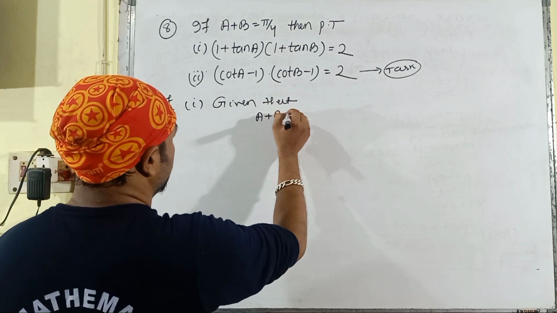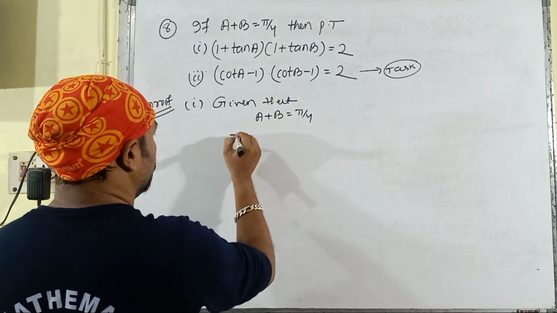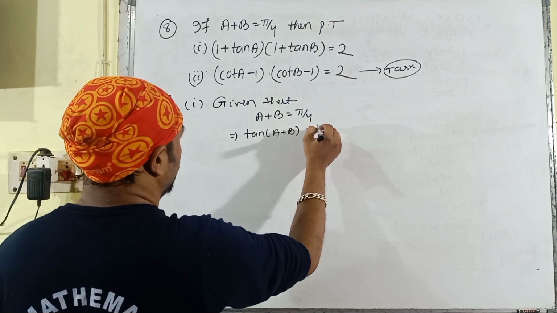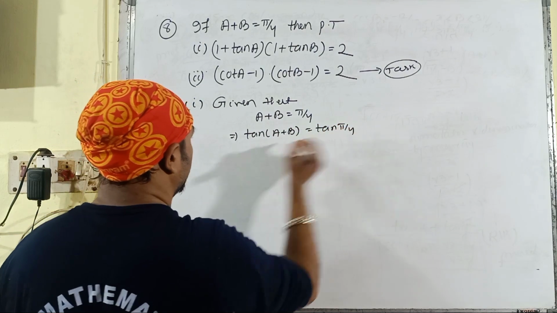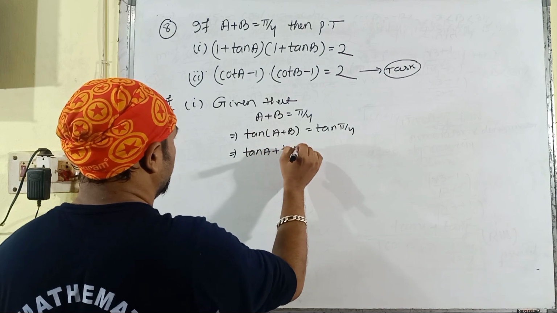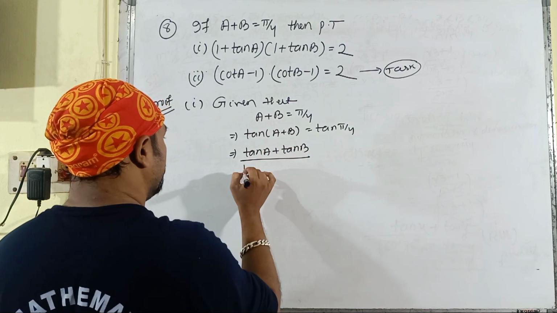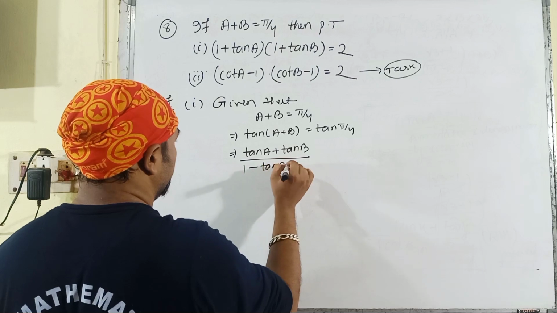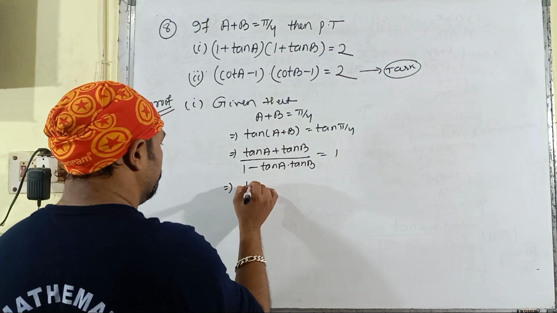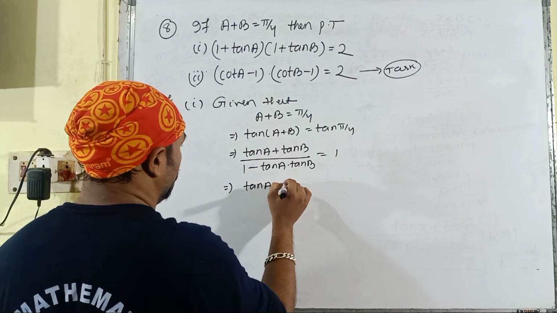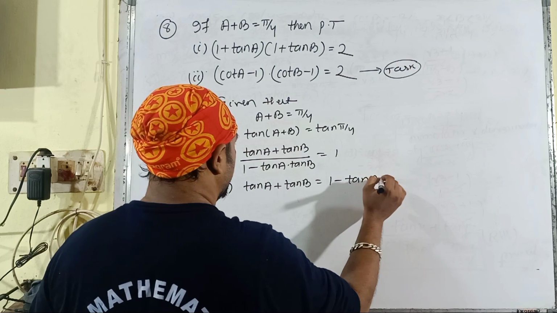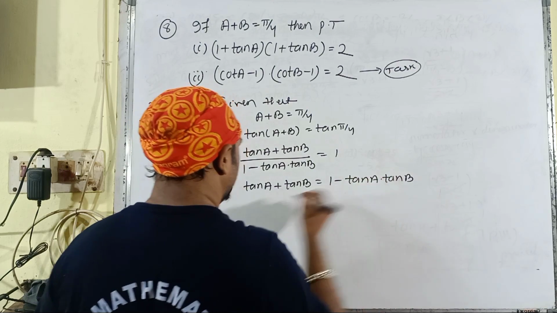Given that a plus b is equal to 5π/4, then tan(a plus b) will be equal to tan 5π/4. So it will be equal to tan a plus tan b divided by 1 minus tan a into tan b, which is equal to 1. That means tan a plus tan b is equal to 1 minus tan a into tan b.